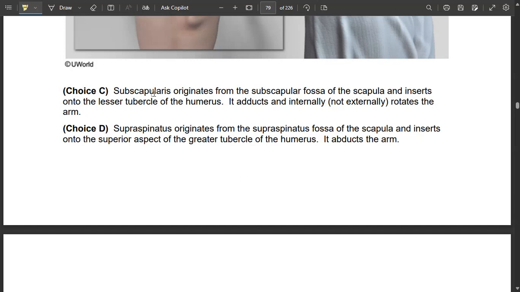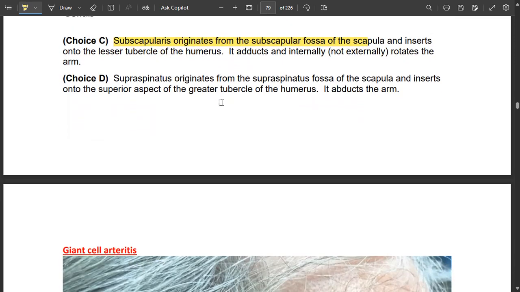So subscapularis originates from the subscapular fossa of the scapula and inserts into the lesser tubercle of the humerus. It adducts and internally rotates the arm, so internal rotation of the arm occurs by subscapularis. Supraspinatus originates from the supraspinatus fossa of the scapula and inserts onto the superior aspect of the greater tubercle of the humerus. It abducts the arm.